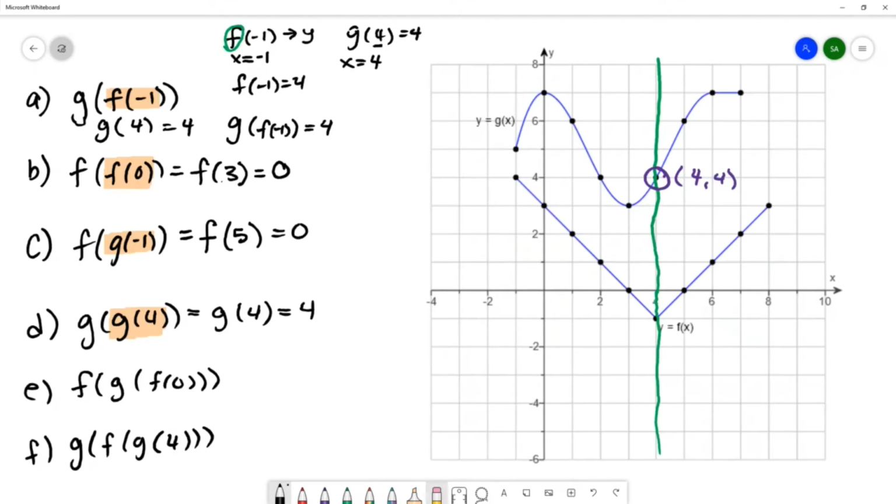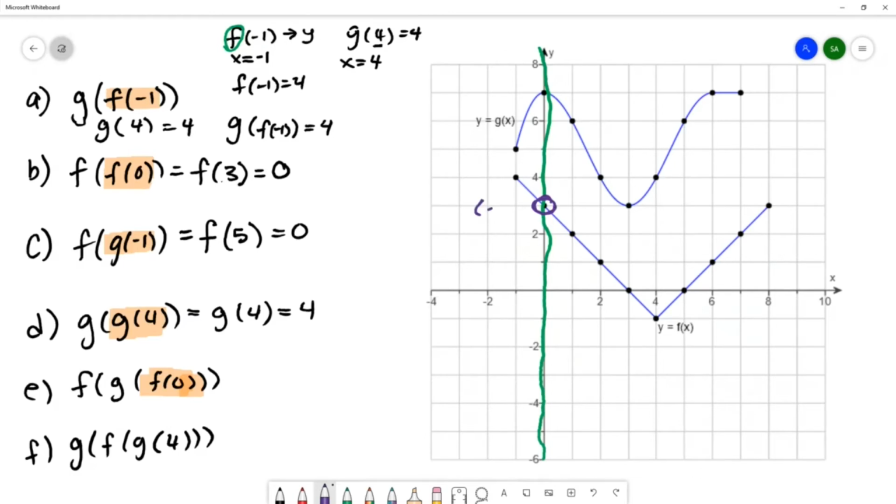Let's take a look at the next one. This time we have 3 compositions. I guess 2 compositions, 3 functions. We want to find f of 0 first. So x equal to 0 is right on top of the y-axis. And I need this point right here, which is on the graph of f. That ordered pair is 0, 3. F of 0 is 3.